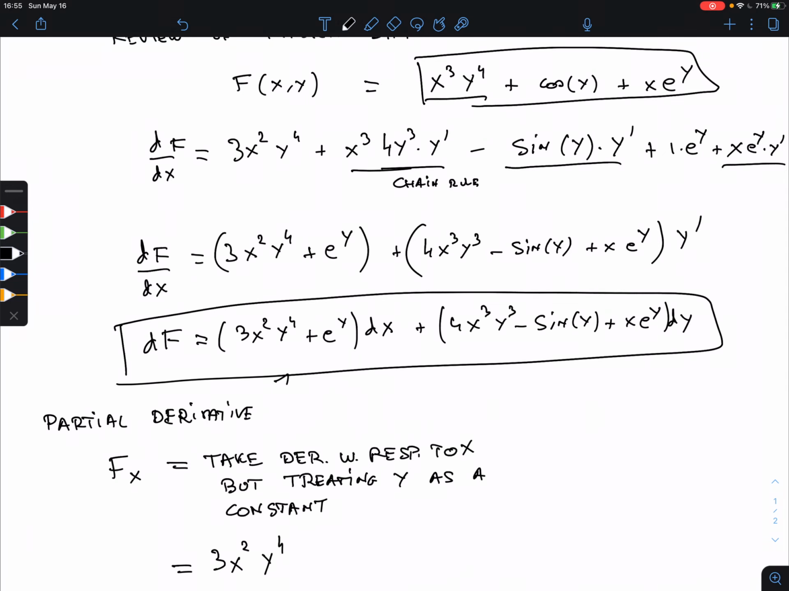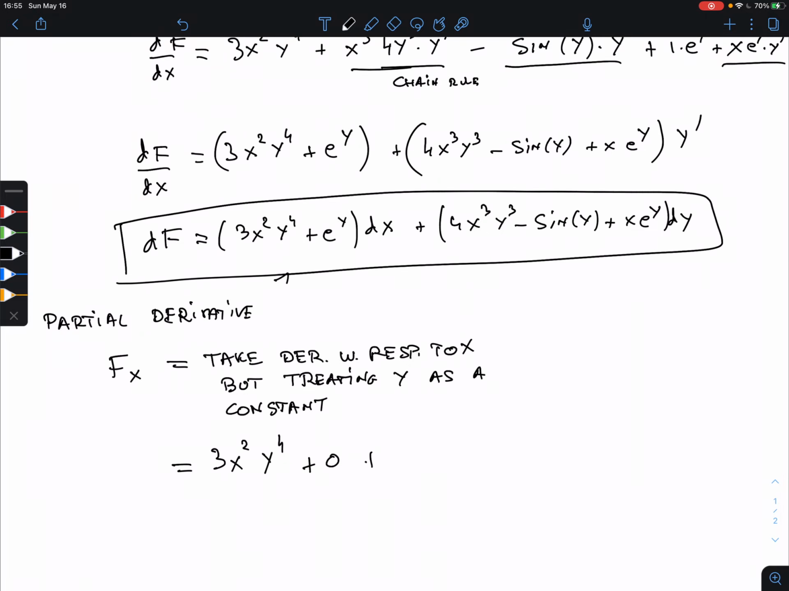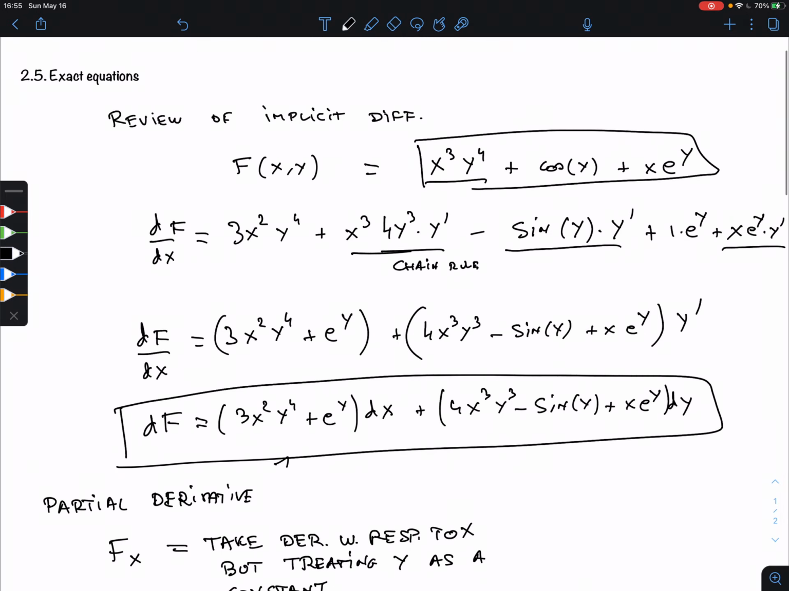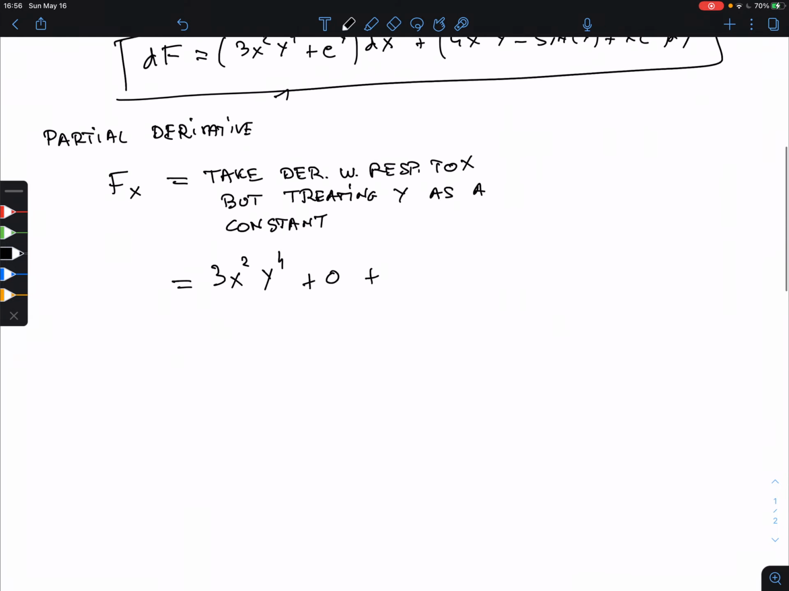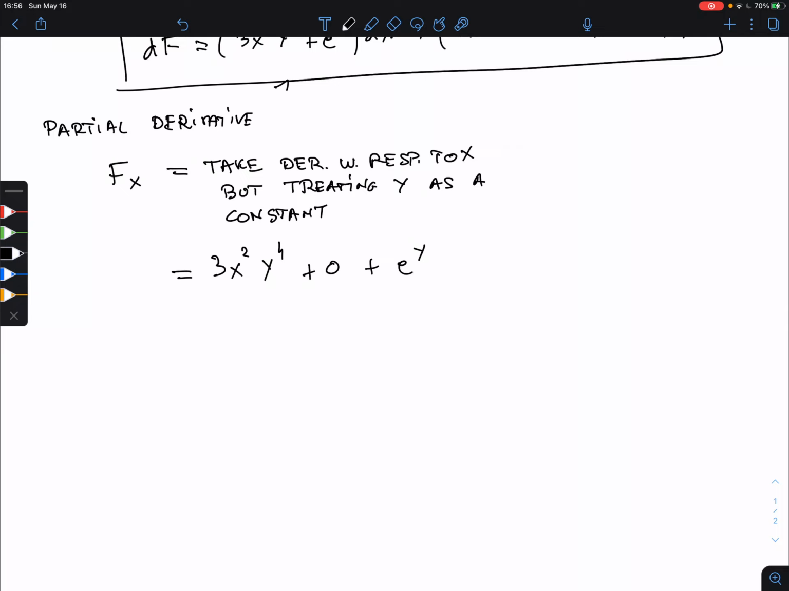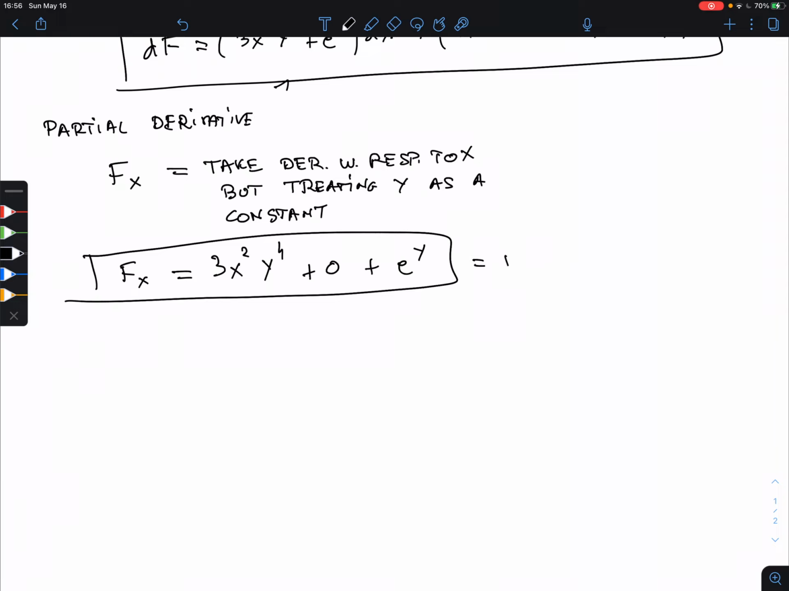What about the next term, cosine y? What's the derivative of that? Pause the video if you want to think about it, but y is a constant. And so cosine y is a constant. The derivative of that is 0. Plus, and then x e^y. e^y is a constant, only x, and the derivative of x is 1. So we get e^y. Okay? So that is f_x, the partial derivative with respect to x.